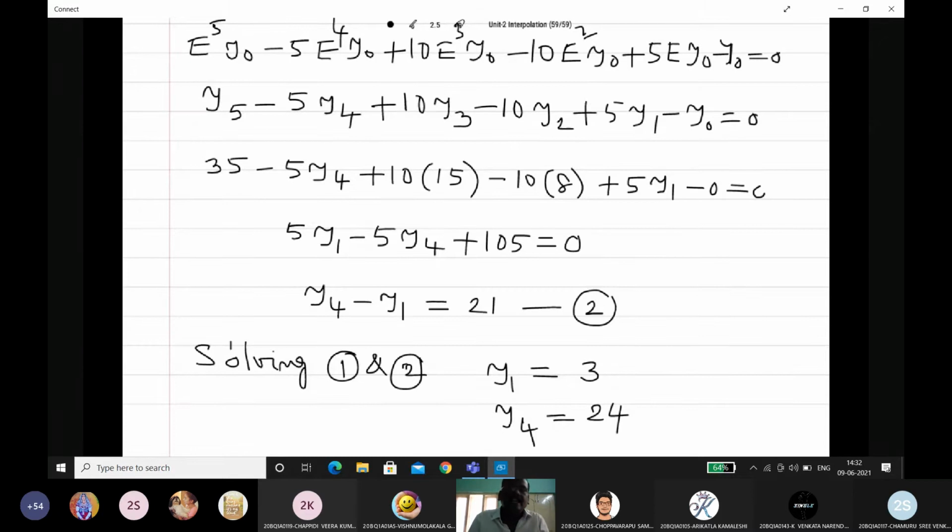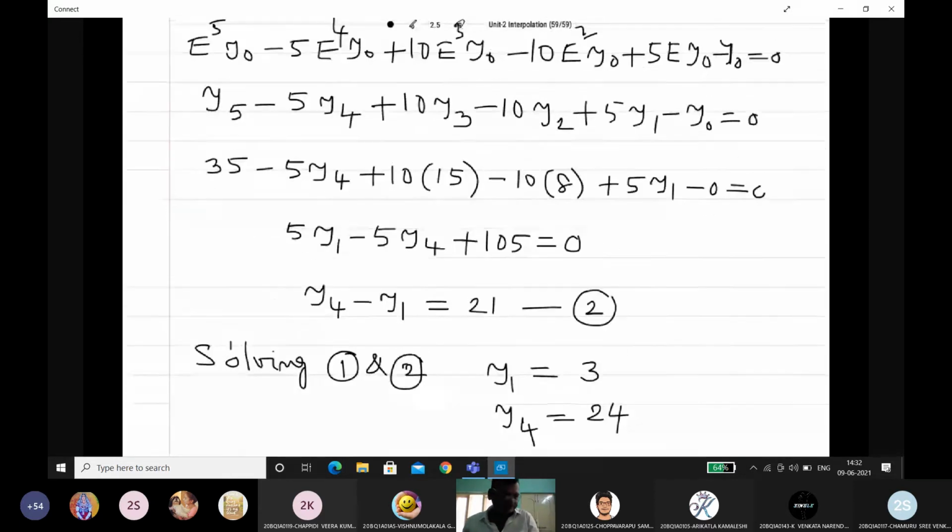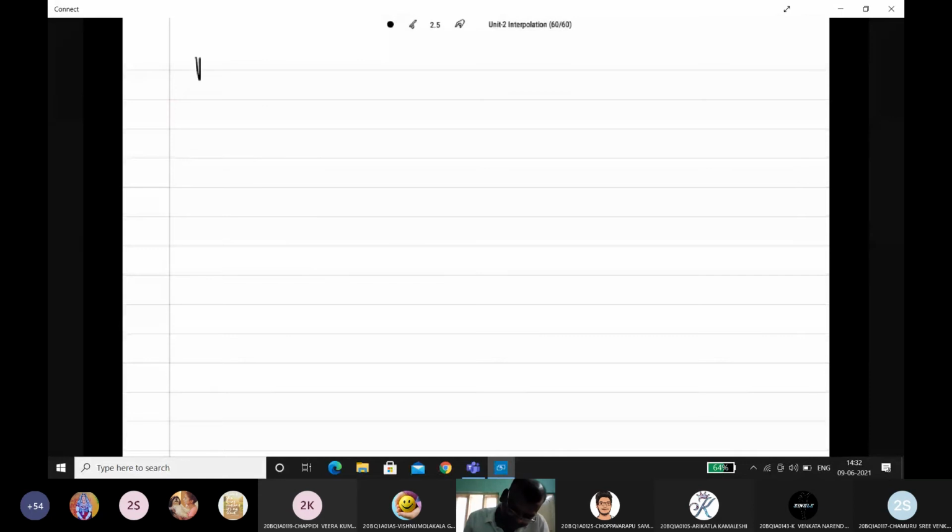Similarly, we can find the other methods for finding the factorial function, the factorial polynomial. That we have to see in the next problem. Factorial function.